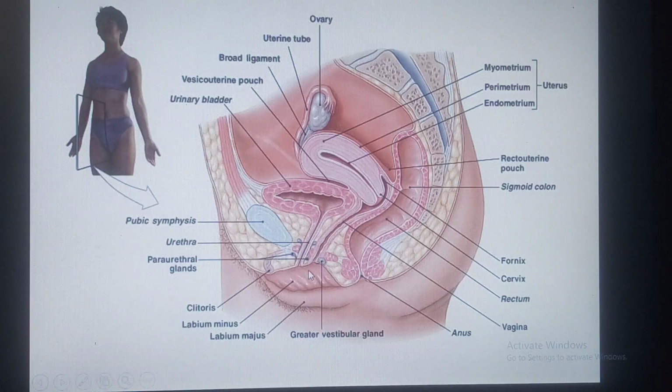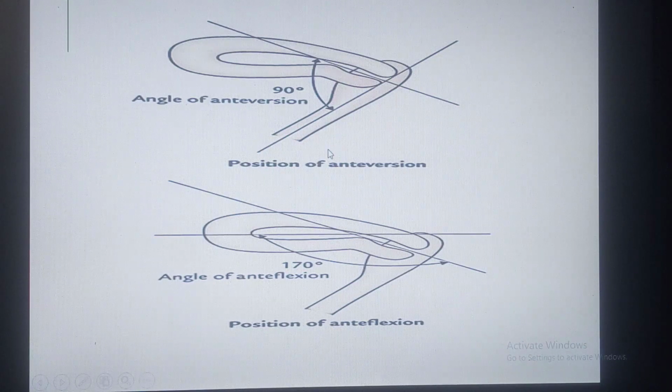And then, of course, we said that connecting the vulva, or the external genitalia, to the internal organs of the female, mainly the uterus, will be the vagina. So that is what we actually explained. Now, normally, for the position of the uterus, we say it is anteverted, and it's also anteflexed.